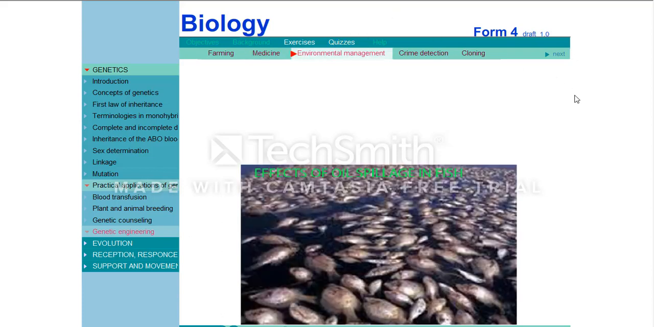Environmental management. Decomposition of hydrocarbons in petroleum is used in controlling pollution due to oil spillage in water and soil by bacteria, through the use of Pseudomonas. The photograph shows oil spillage.